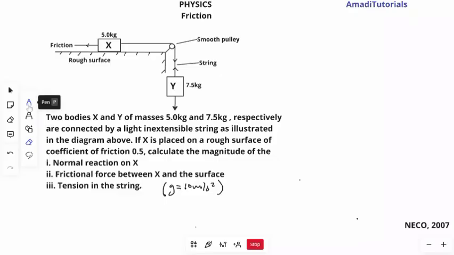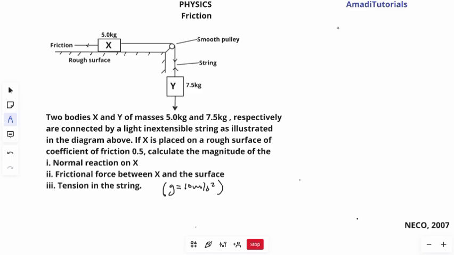Take this question. It says two bodies X and Y of masses 5.0 kg and 7.5 kg respectively are connected by a light inextensible spring as illustrated in the diagram above. If X is placed on a rough surface of coefficient of friction 0.5, calculate the magnitude of the I, normal reaction on X, II, frictional force between X and the surface, III, tension in the string.